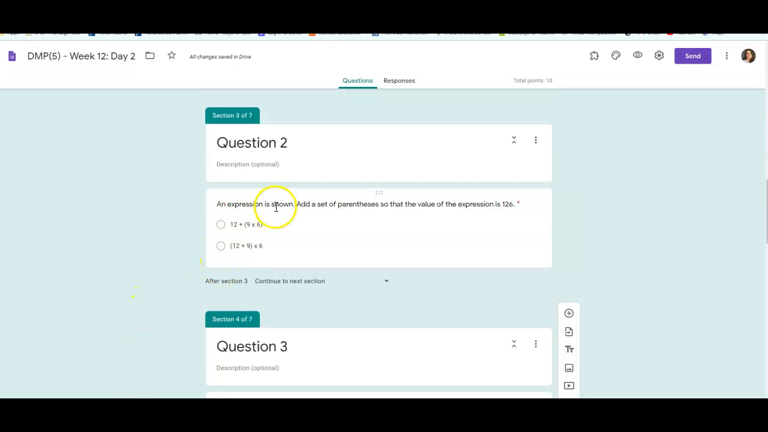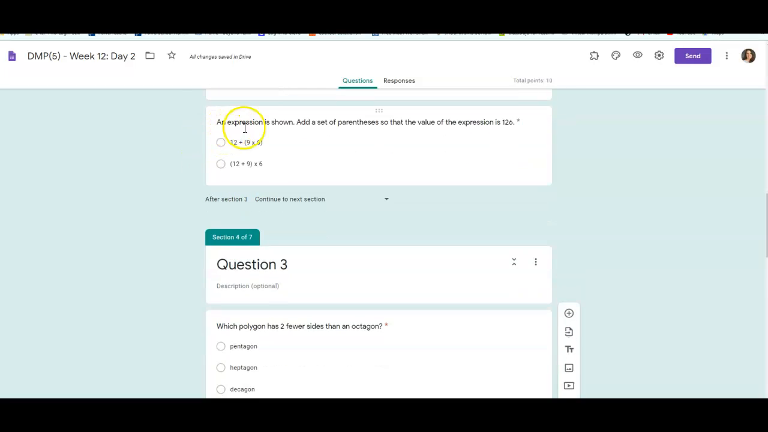Question number 3. An expression is shown. Add a set of parentheses so that the value of the expression is 126. So which is correct here? So that the value of this is 126.